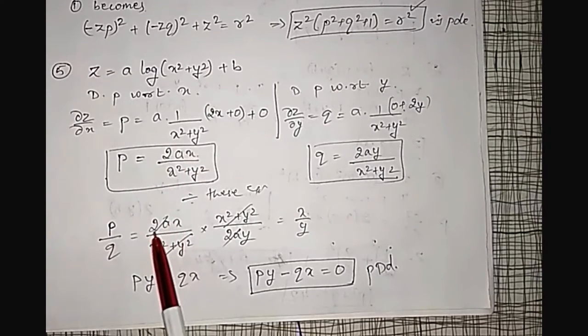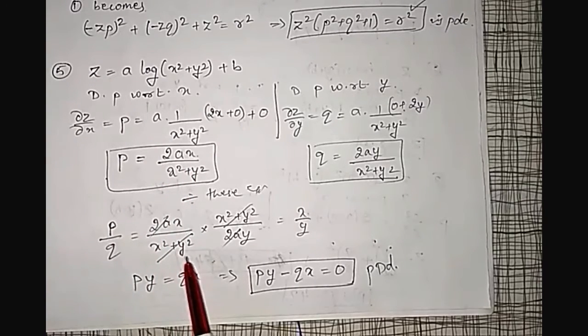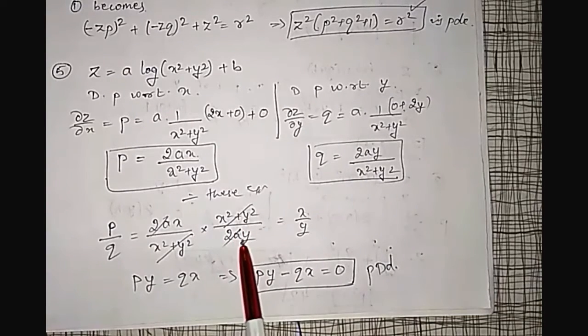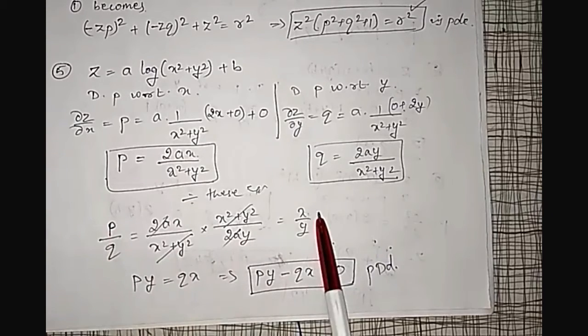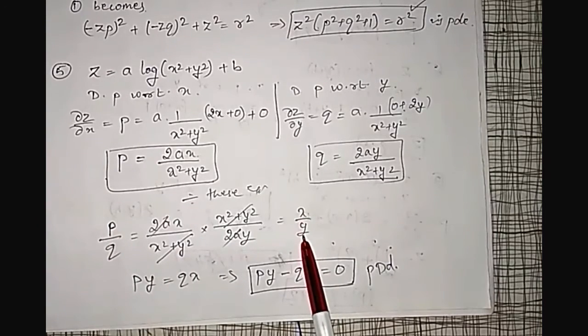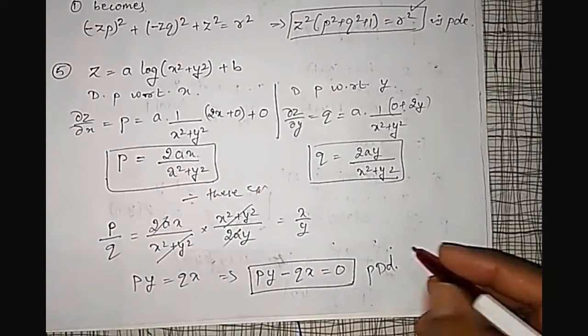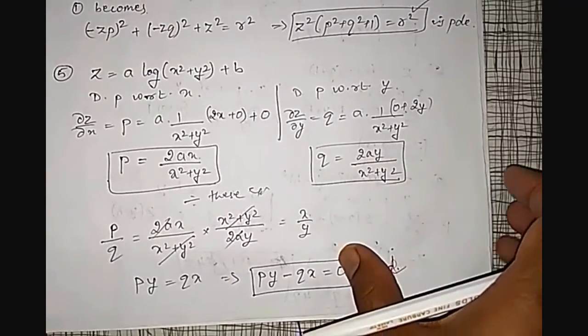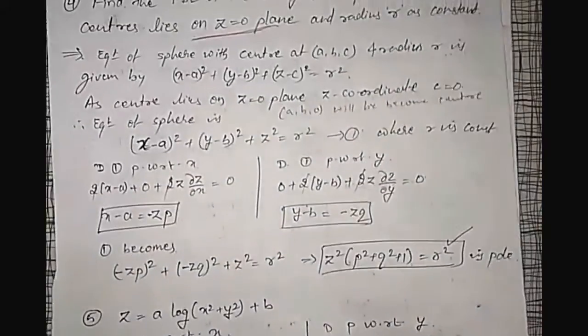p is 2ax divided by x square plus y square. q will be reciprocated, x square plus y square divided by 2ay. 2a cancels, x square plus y square also cancels. Therefore, p by q is equal to x by y. Cross multiplying, py equal to qx, that is py minus qx equal to 0 is our required PDE. Okay. Now, similarly, two more examples I would like to explain here.